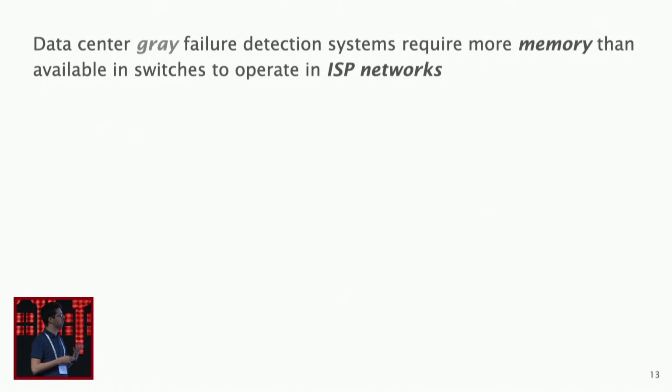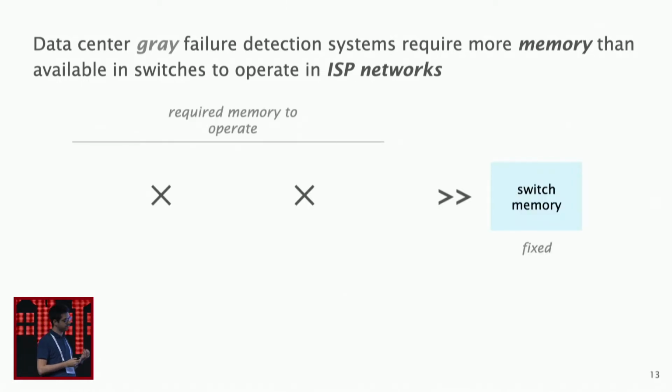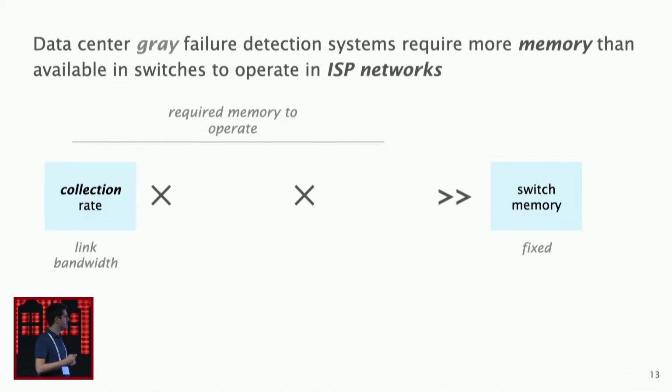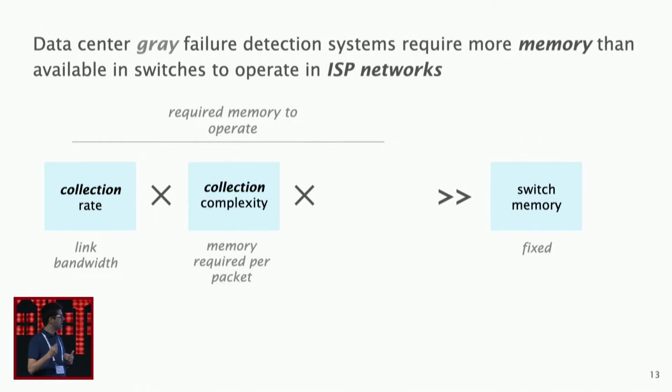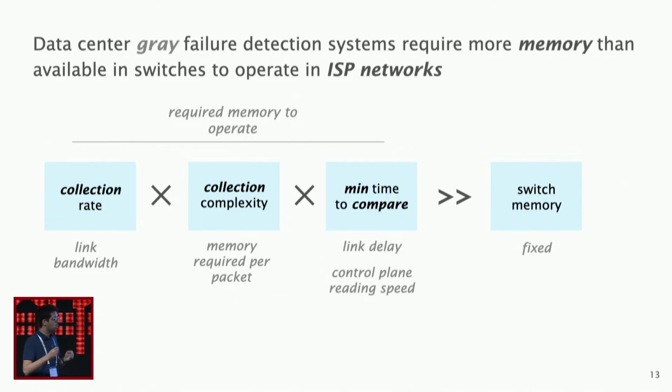Let me try to show you the problem a bit more graphically. As I said before, such systems need to collect statistics on all the traffic. And to collect these statistics, you need to save some piece of information somehow in the switch. The amount of information you need to store depends on three components. First, the collection rate, which depends on the rate at which you are receiving packets. Second, the amount of information you store per packet. This depends on the system that is doing GraY failure detection. And last, the minimum amount of time you need to store this information before you can do this kind of comparison.